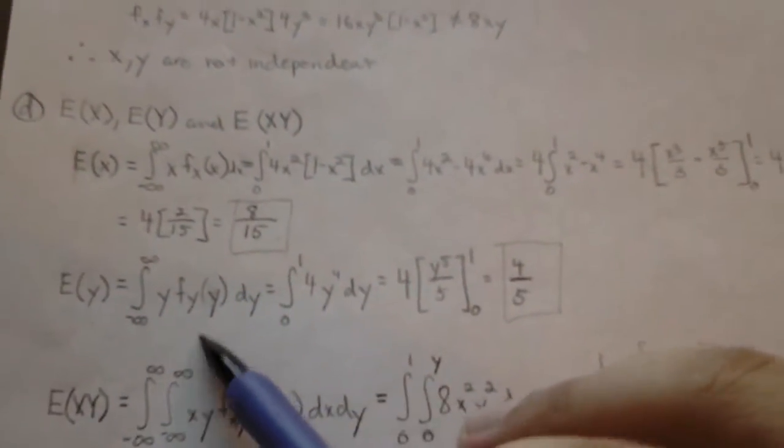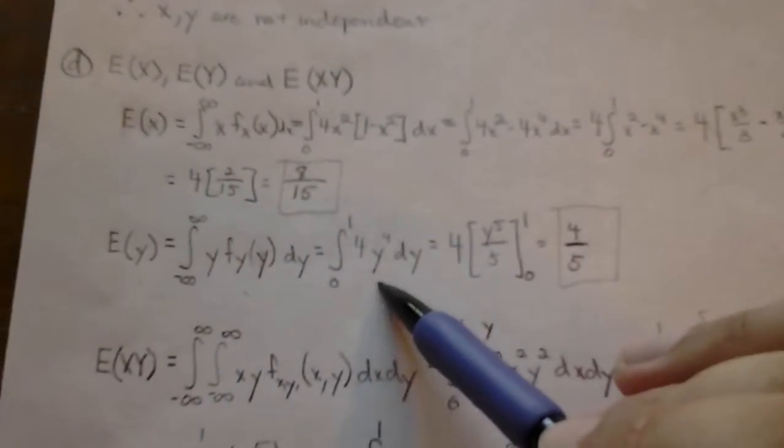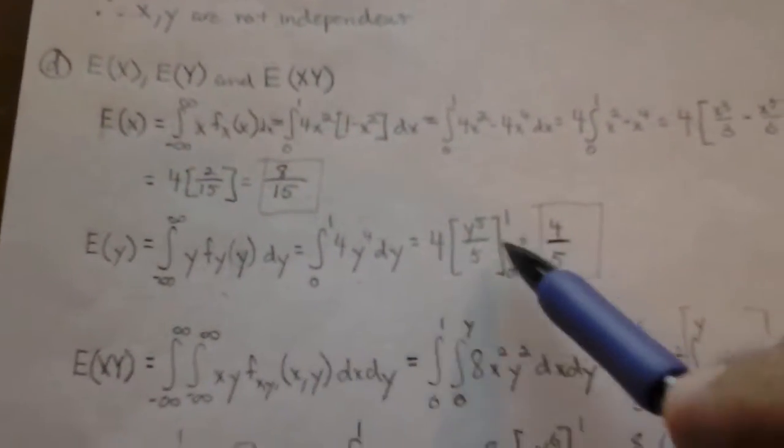Similarly, if we do it right here, again we're integrating from 0 to 1 using our marginal density according to y. See how this is going to work out to be y to the fifth over 5 from 0 to 1. This is equal to 4/5.